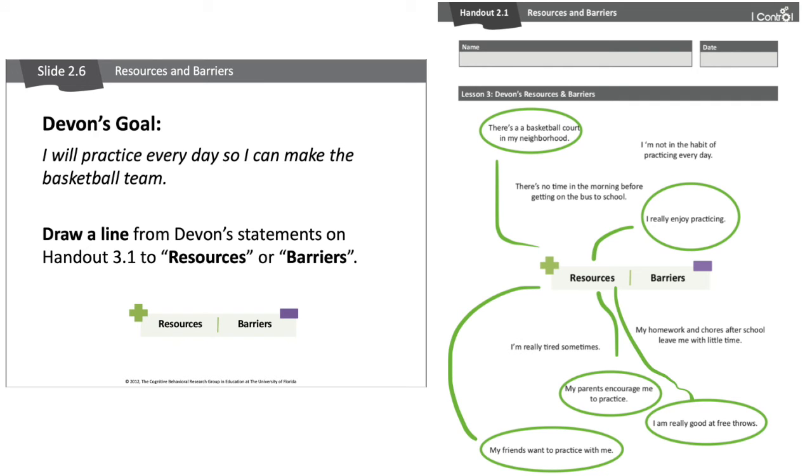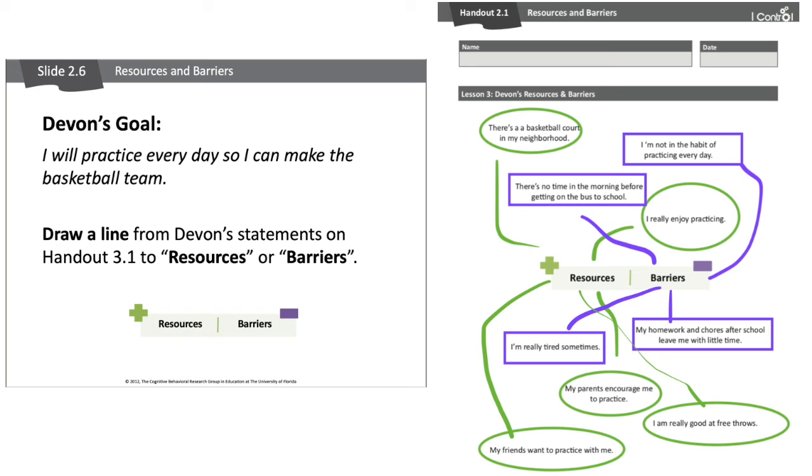Devin's resources are: there's a basketball court in my neighborhood. I really enjoy practicing. I have friends who want to practice with me. My parents encourage me to practice, and I'm on the basketball team. Devin's barriers are: I'm not in the habit of practicing every day. There's no time in the morning to practice before the bus arrives. My homework and chores after school leave me with little time, and sometimes I'm really tired.